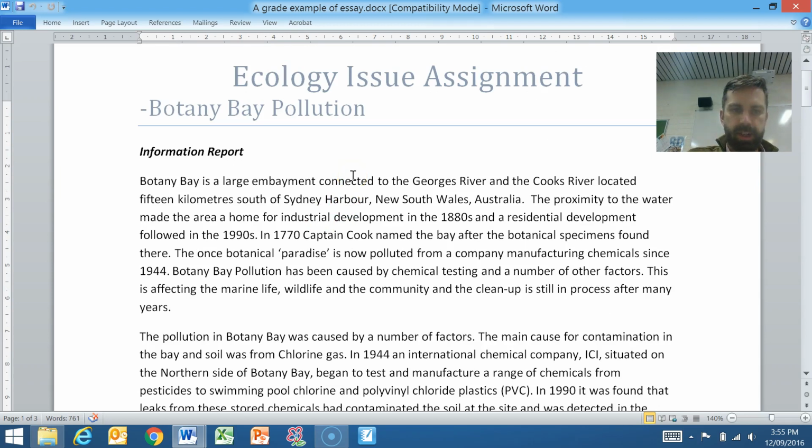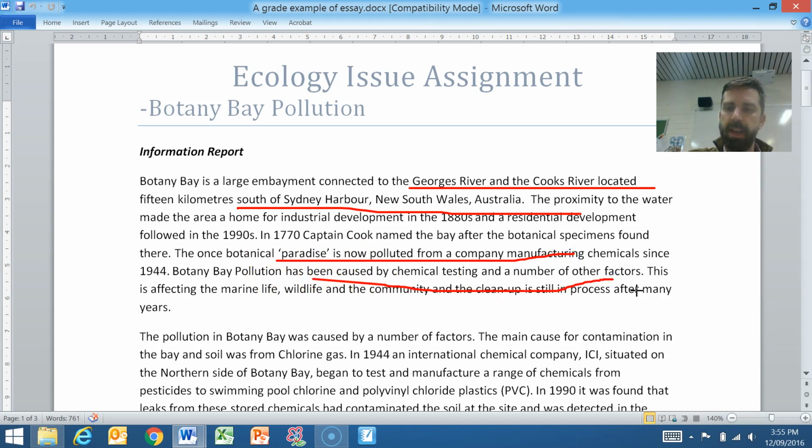So they've got an introduction here. Now, in the introduction, they've given some general information about Botany Bay. So this is all just about Botany Bay. And they're saying, it's been polluted and it's been caused by a number of factors. So the introduction's very general. And then they've said, it's affecting marine life, the community, and the cleanup's still happening. So this last sentence here is sort of leading into the rest of the essay.